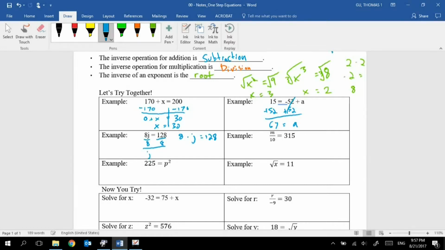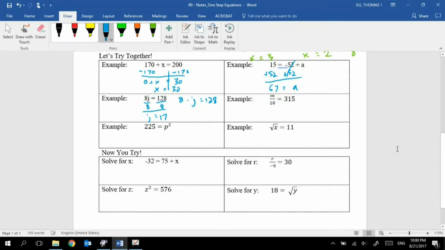So we divide. Boom. It's j equals. What's 128 divided by 8, guys? What's 128 divided by 8? It is 16.